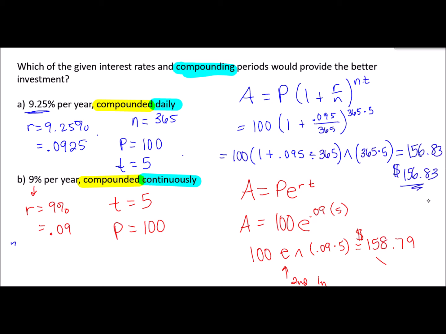It's less than $2. So it's not necessarily how many times you're compounding it. It does have an effect on it, but these interest rates are going to change stuff too.